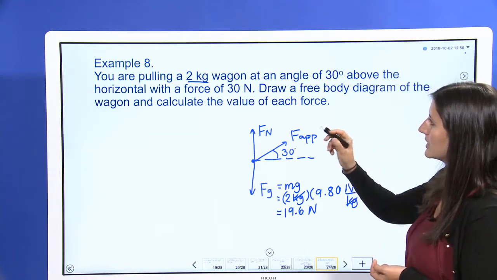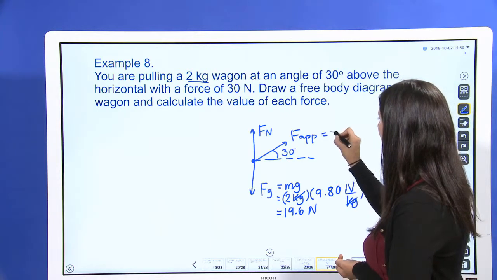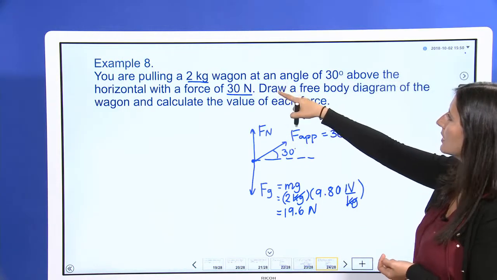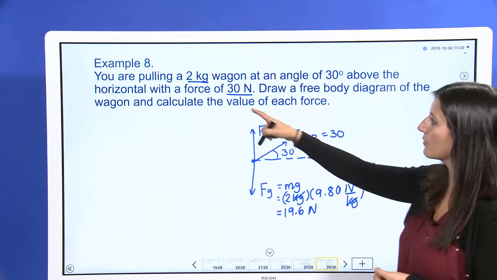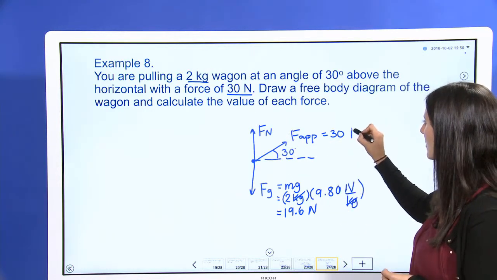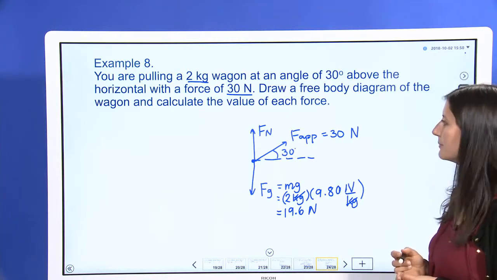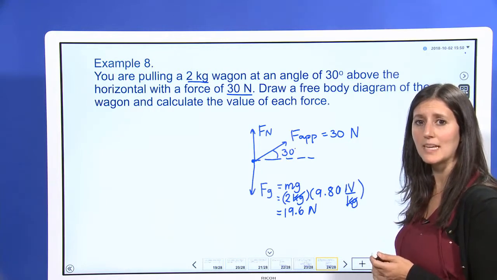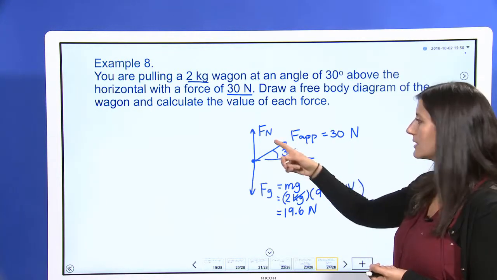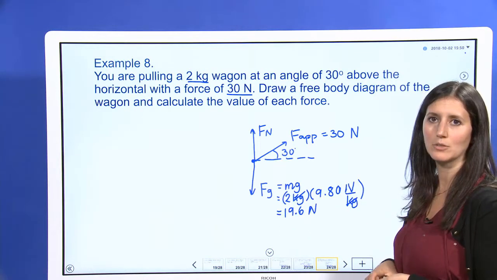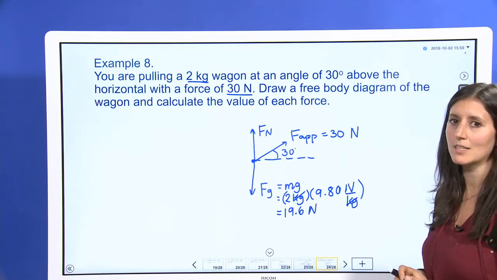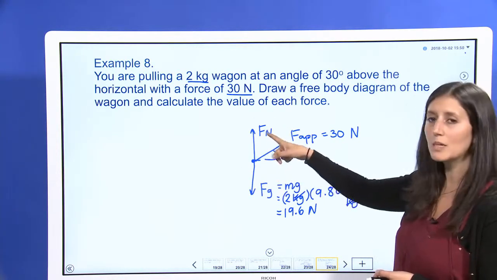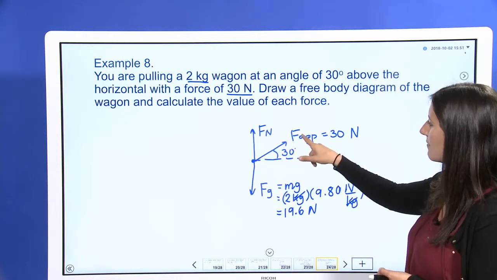My F applied, the question tells me my F applied is 30 newtons. Okay, so that's right here. It tells me I'm pulling the wagon at an angle of 30 degrees with a force of 30 newtons. So this is my force applied, is 30 newtons. Okay, and then I have a normal force. So most people, when I ask, what is the normal force here? They would say that it equals 19.6 newtons, okay? But it's not. And the reason for that is because in this question, if these two were both equal but opposite, you would be left with this F applied here.